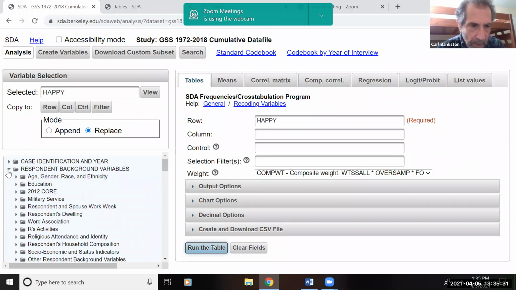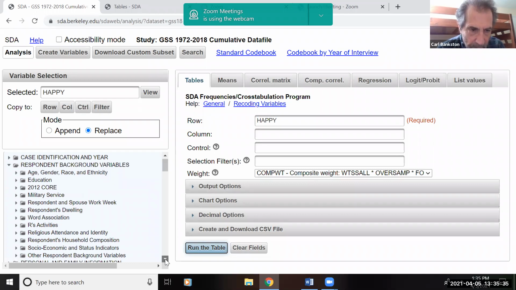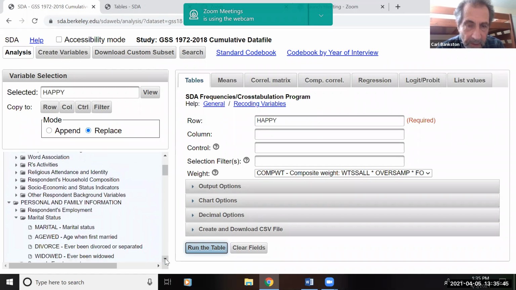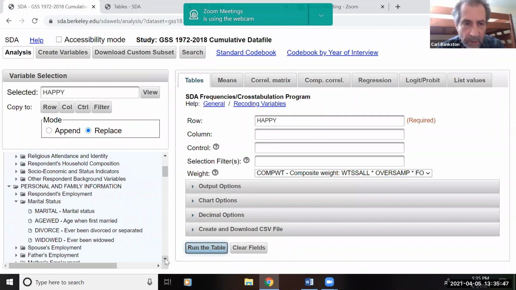Now let's think about something that might be connected to personal happiness. Let's look here at respondent background variables. Oh, personal information. Let's look at this. Let's look at marital status and whether marital status might be somehow connected to emotional states. I'm going to click on marital status, and then I'll put that in the column.